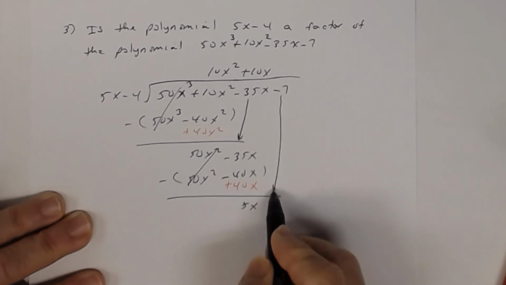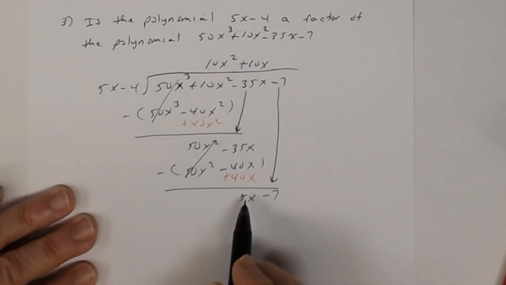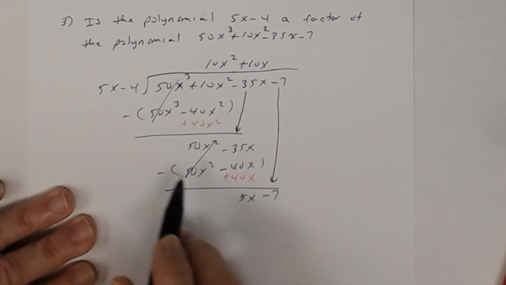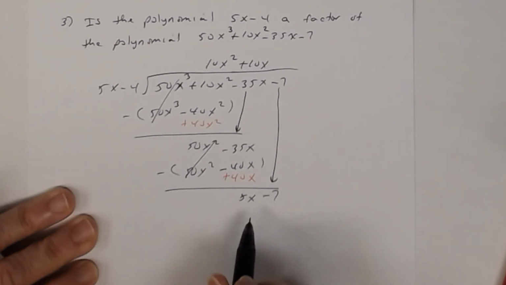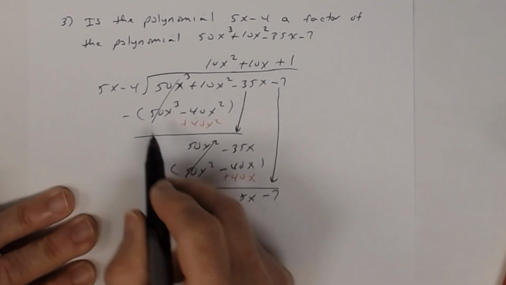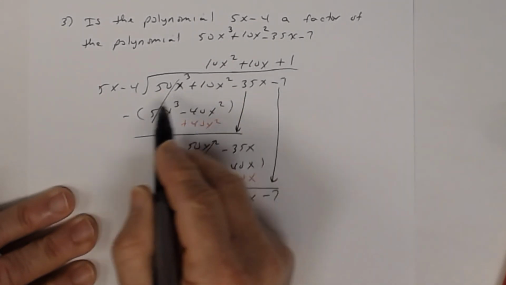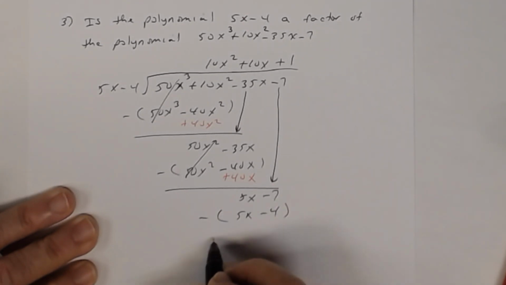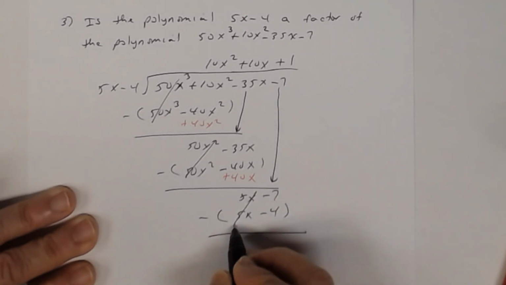Bring on the next term. We can continue on because the degree here is 1, the degree here is 1. You stop when the degree of the remainder is less than the degree of the divisor. 5x divided by 5x is 1. 1 times 5x is 5x. 1 times negative 4 is a negative 4. And then we subtract. 5x minus 5x is 0.